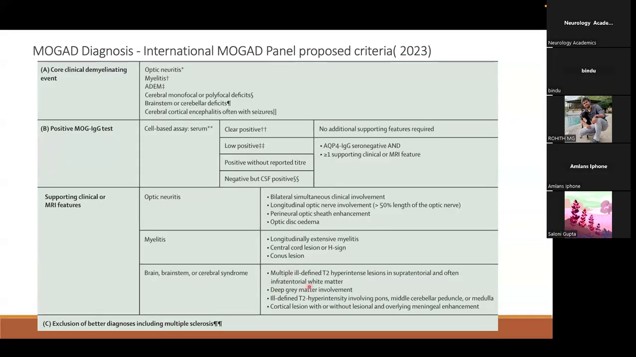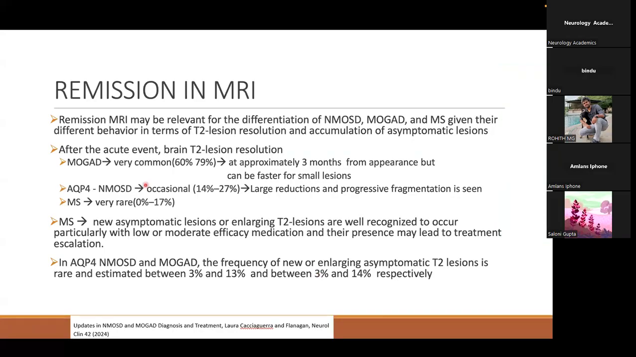infratentorial lesions, deep gray matter involvement, and ill-defined T2 hyperintensity in the pons, MCP or medulla. And if there is a cortical lesion with or without overlying meningeal enhancement, then we can diagnose. So now we'll see the MRI on follow-up.